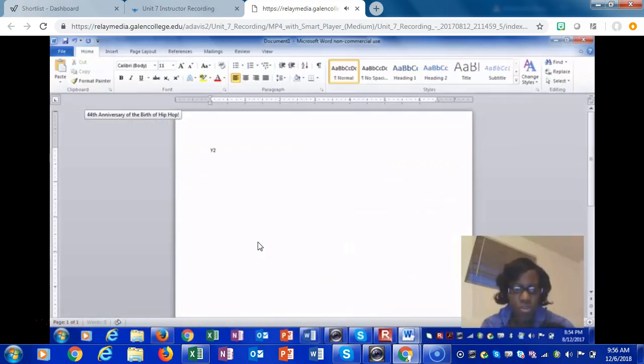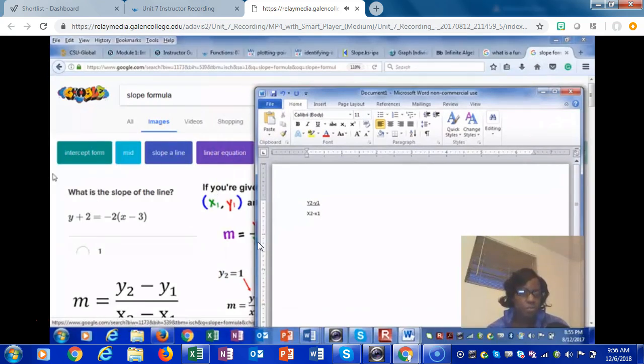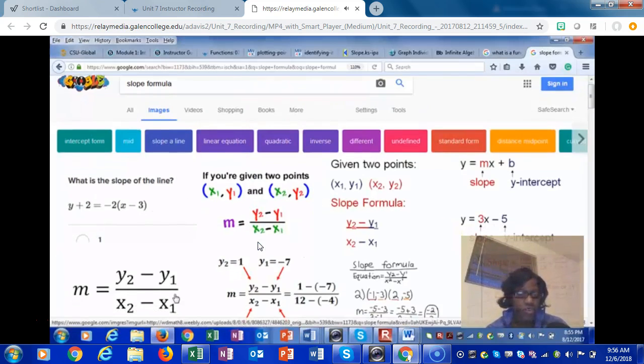The slope formula, since the computer is acting just a tad slow: y2 minus y1, and that's divided by x2 minus x1. Okay, now let's go back. Here's the formula. It took a little time to come up, but this is the formula: m equals y2 minus y1 over x2 minus x1. There it is. So let's start looking at some individual problems.